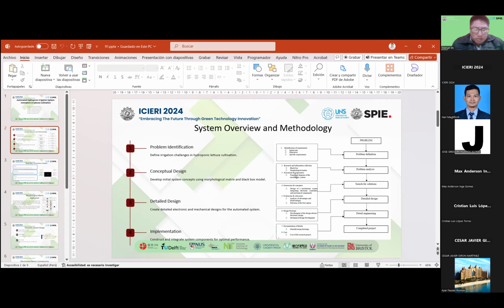The methodology used is based on the German VDI 2221 standard, known for its systematic implementation. First, problem identification: define the irrigation challenge in hydroponic lettuce cultivation. Two, conceptual design: develop initial system concepts using a morphological matrix and black box model. Three, detailed design: create detailed electronic and mechanical designs for the automated system. And four, implementation: construct and integrate system components for optimal performance.